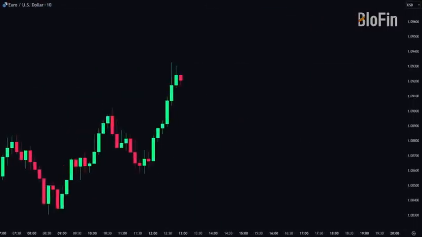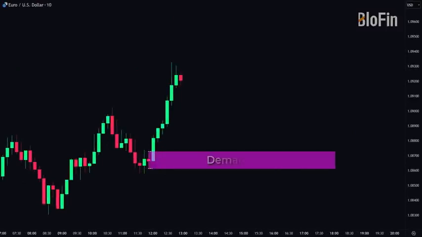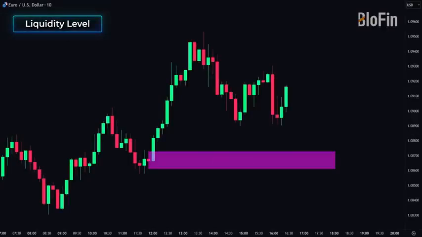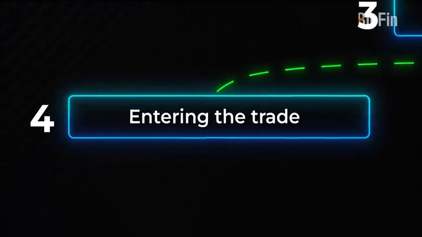Now back to our original example. Since we've already marked our demand zone, the next step is to find a liquidity level sitting above it. And here, we can see that price formed a double bottom, rejecting the same level twice, which creates a pool of liquidity below that level. Once a liquidity level is identified, we move on to the final step, which is entering the trade.